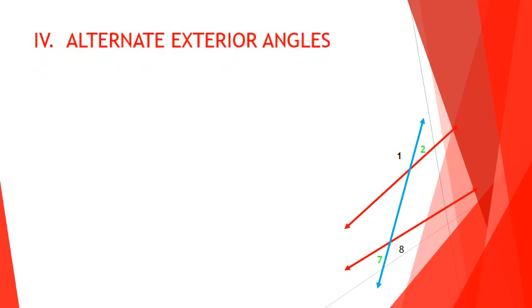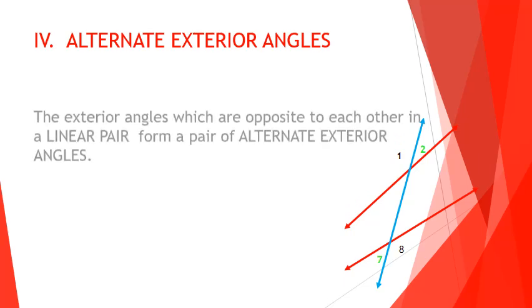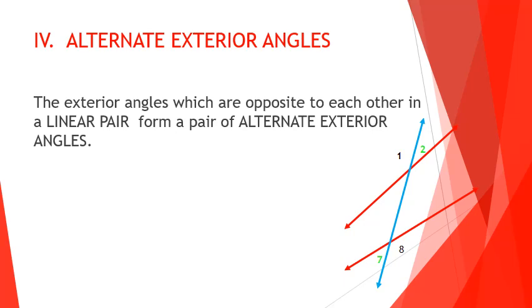Next is alternate exterior angles. In the same way, the angles which lie exterior to the lines and on the opposite side of the transversal and in the alternate place. The exterior angles which are opposite to each other form a pair of alternate exterior angles.